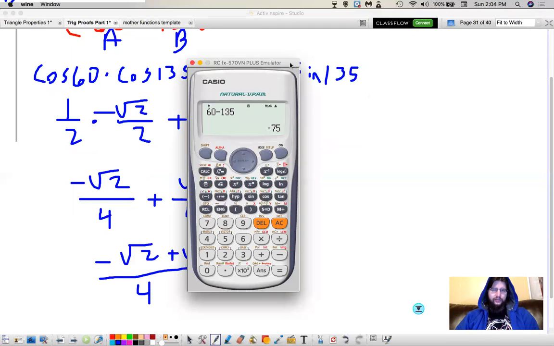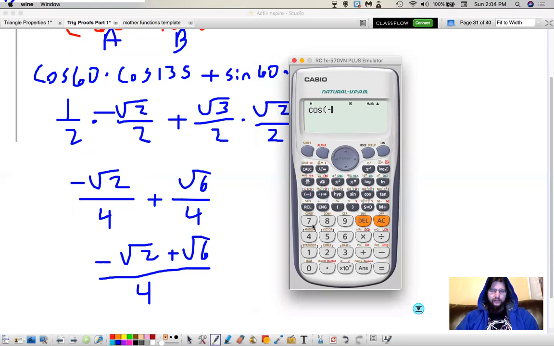And you can check yourself. Cosine of negative 75. Same thing. Again, the commutative property switches those around, but this is perfectly fine for me.